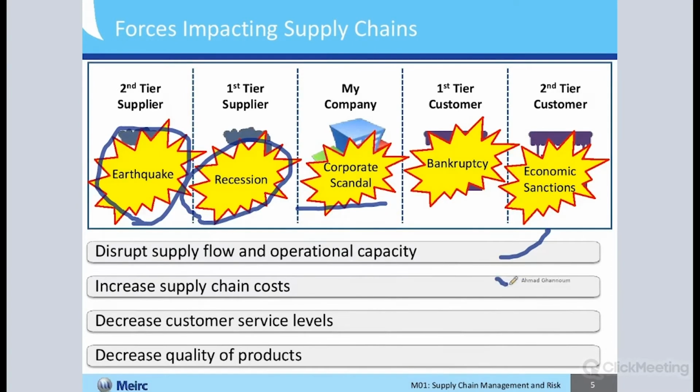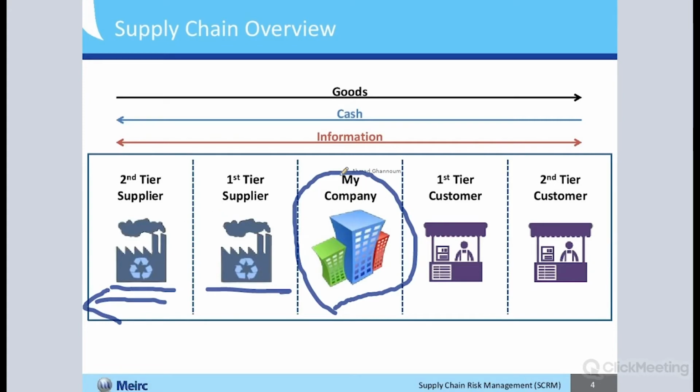Also, it might increase supply chain costs, because sometimes you have to pay more for the same product, either because there's more demand on the product or because there's simply not enough supply. A lot of the time, what ends up happening is your customers don't like it, either because the price went up again, or the delivery is late. So that could decrease customer service. And finally, you might not have the same integrity of the product or the service that you're offering because of those interruptions. So again, any interruption anywhere in the supply chain is going to interrupt your flow of goods.